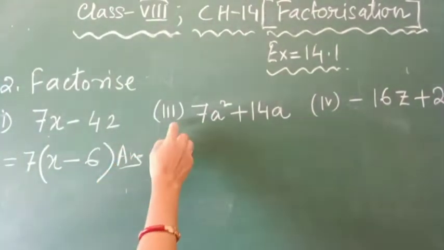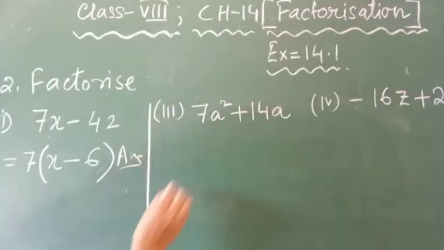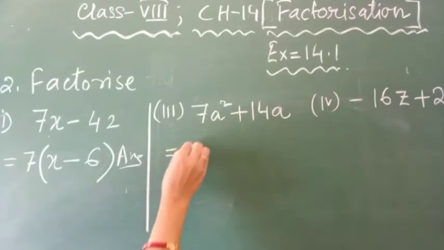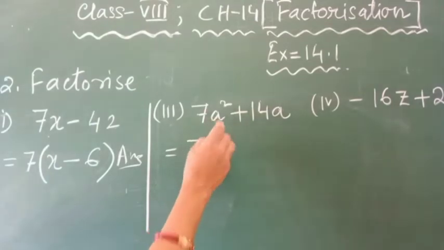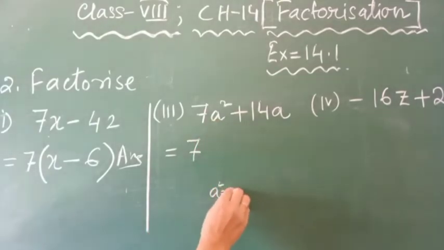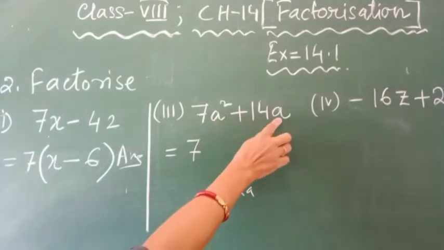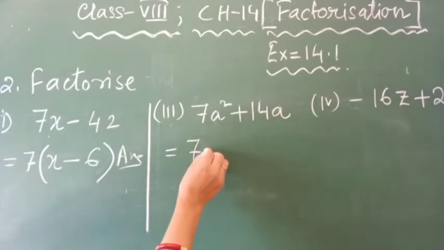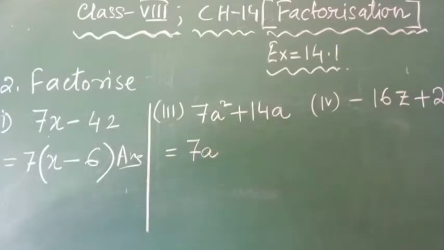Question number 3, 7a square plus 14a. Again you can see here 7 and here also 7 is there. So 7 I can take common. But you can see a square means a into a. A square means a into a. So I can take one single a as common, because we can take one a from here also. So what I am taking is the highest common factor. Common is a, single a I can take from here.